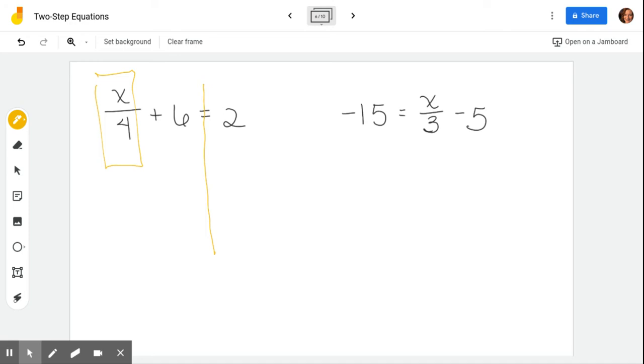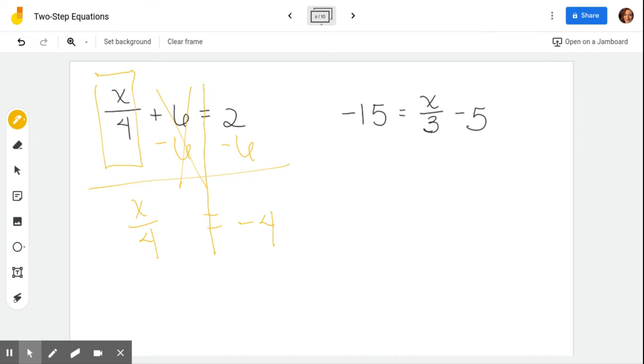The opposite of plus 6 is minus 6. And I'm going to do that on both sides. And then I'm going to go straight down my columns. So on the left, I still have x over 4 plus 6 minus 6. It's like it never happens. Equals 2 minus 6. If I have $2 but I owe 6, then I'm in the hole 4. So that would be a negative 4.